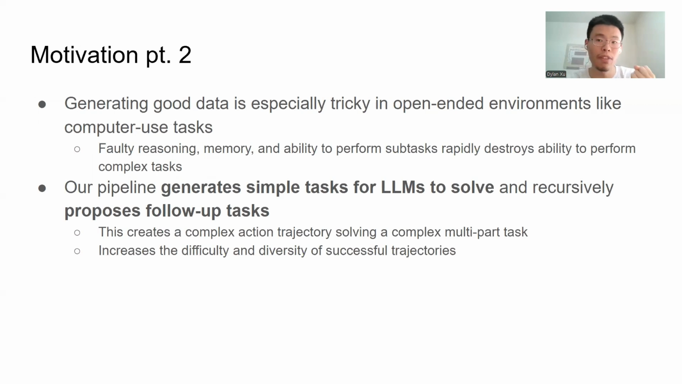So this is where the core idea of our method comes in. We start by proposing a simple task, having the LLM solve that simple task, and then propose a follow-up task, which the LLM then solves, and so on. Repeating this process produces a sequence of tasks that can be summarized by an overall long and complex task, which can be solved by a long and complex trajectory in ways that would not be possible if we just tried to generate the trajectory given the task from scratch.